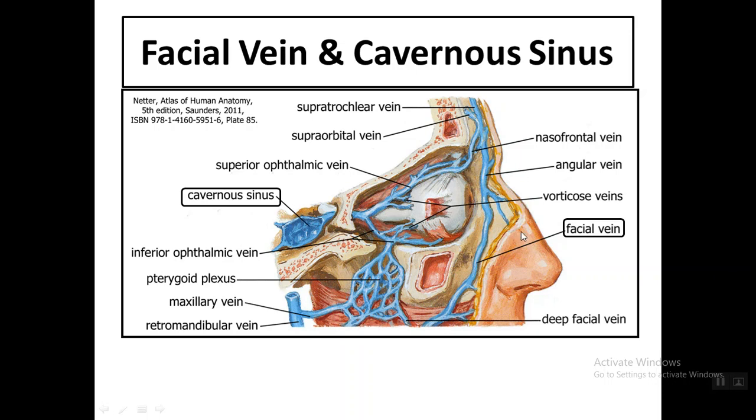Cavernous sinus. If there is a problem here, if there is an infection or inflammation in this area, it might spread through the supraorbital vein and the superior ophthalmic vein, transferring the infection into the cranial cavity. If it enters, it can lead to cavernous sinus problems. Therefore this area around the nose is called the risky area.